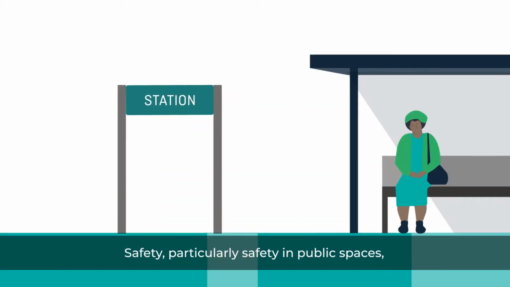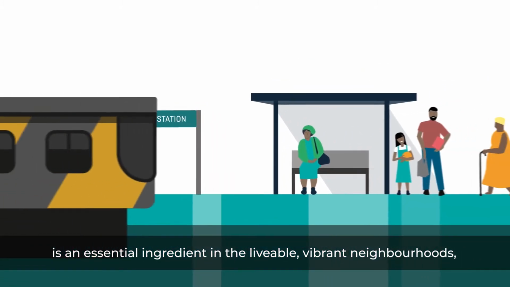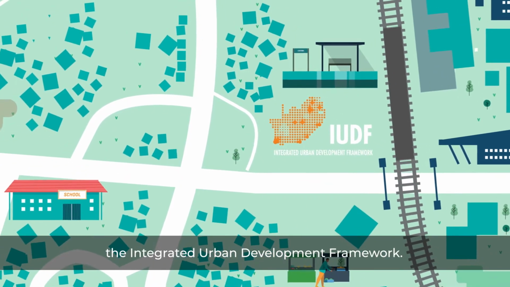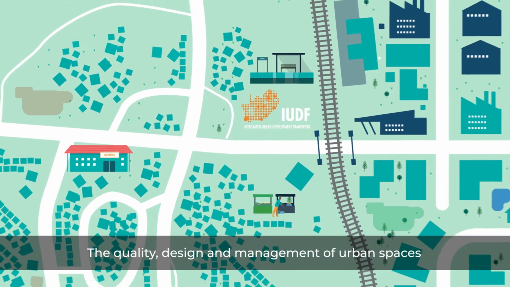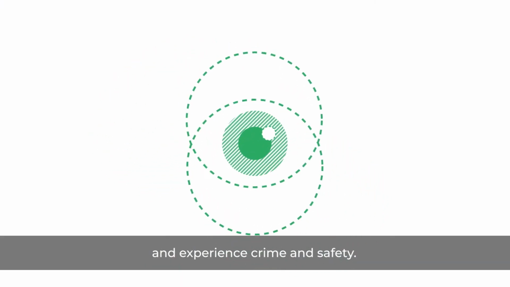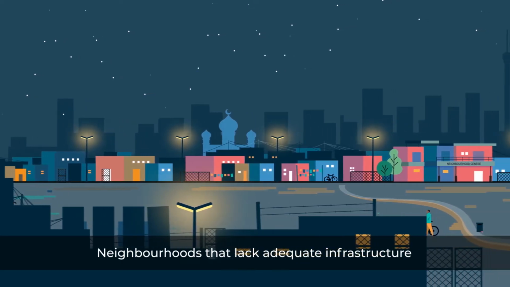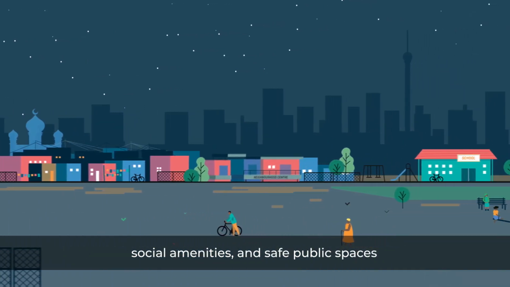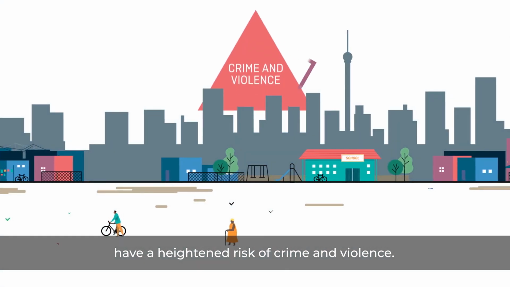country. Safety, particularly safety in public spaces, is an essential ingredient in the livable, vibrant neighbourhoods, towns and cities envisioned in the Integrated Urban Development Framework. The quality, design and management of urban spaces and facilities shape how citizens perceive and experience crime and safety. Neighbourhoods that lack adequate infrastructure and basic services, street lighting, proper walkways, social amenities and safe public spaces have a heightened risk of crime and violence.